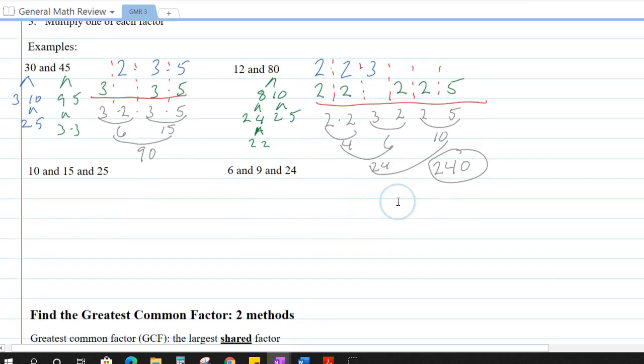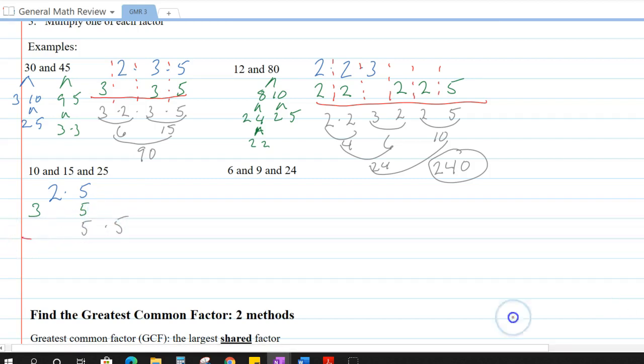We can do the same thing with larger numbers if we want to. Again, I don't need to do the factoring tree for 10, 15, and 25. I'm just going to do them each separately. 10 breaks into 2 times 5. The 15 breaks into 3 times 5. So I have a matching 5 and then a 3 with no home. And then the 25 breaks into 5 times 5. So I have a 5 and then I have another 5.